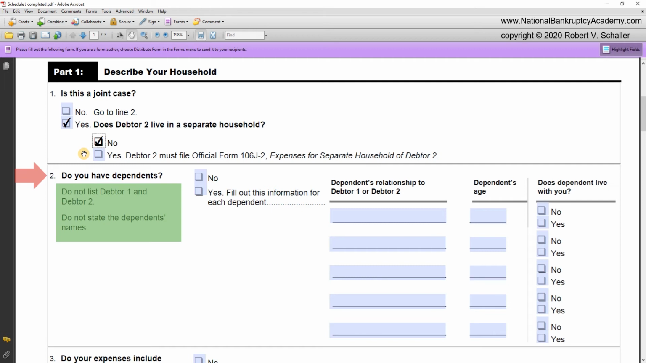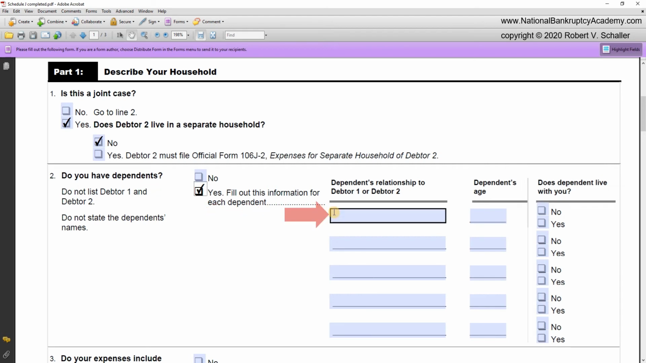So in the case of George and Martha Washington, they do have dependents. So we're going to click the Yes box. And it says fill out this information for each dependent. Going down to the first box, it says dependent's relationship to debtor 1 or debtor 2. So don't put the name, put the relationship. So I'm going to put down child. You could also put down daughter. You can put down stepdaughter. You could put down son, stepson, mother, grandmother, whatever the relationship is.